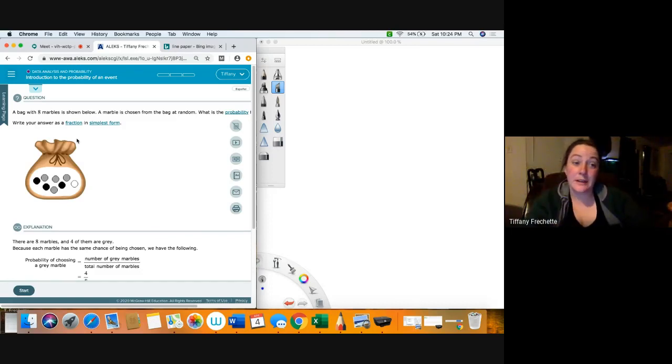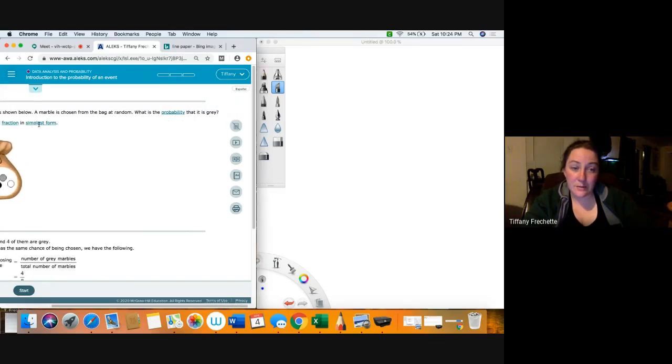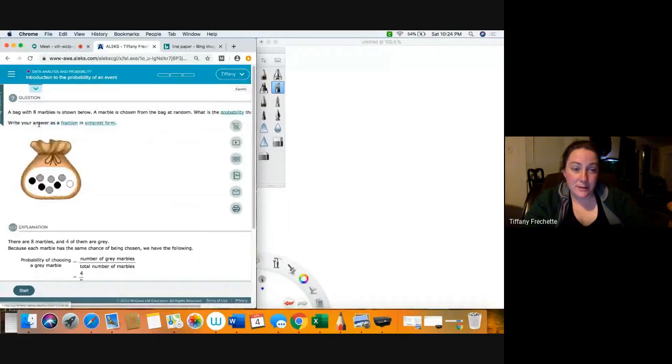Introduction to the probability of an event. A bag with 8 marbles is shown below. A marble is chosen from the bag at random. What is the probability that it is gray? Write your answer as a fraction in simplest form.